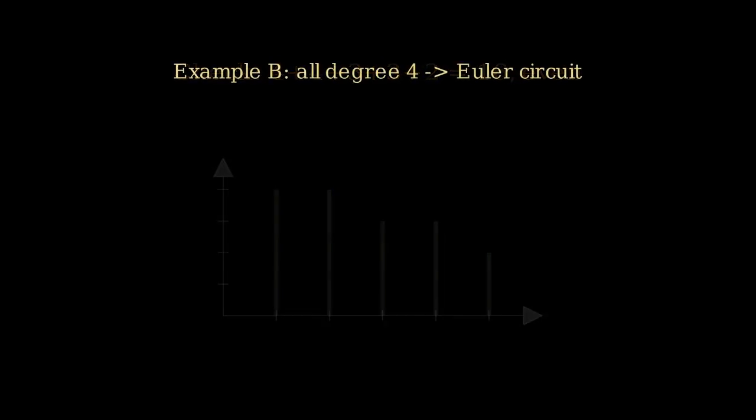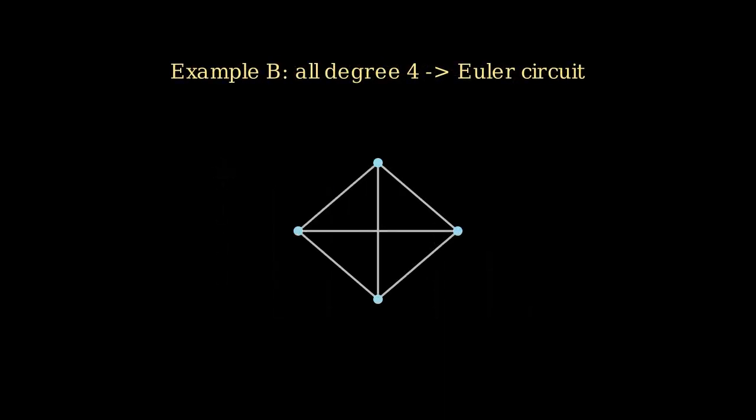Worked example B. A graph has 4 vertices, all with degree 4. Does an Euler circuit exist? Every single vertex has even degree, 0 exceptions. So yes, an Euler circuit exists. A closed walk using every edge exactly once and returning to the start.